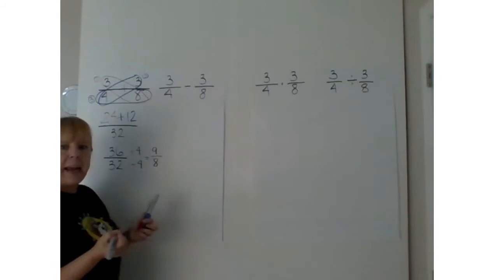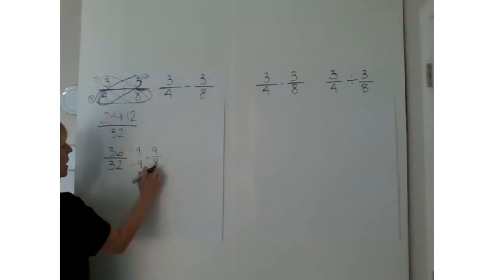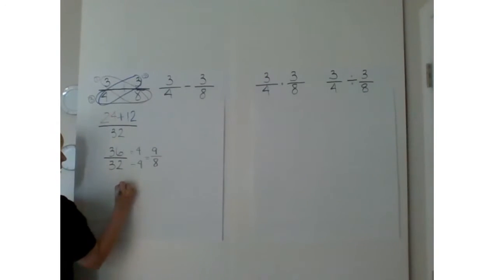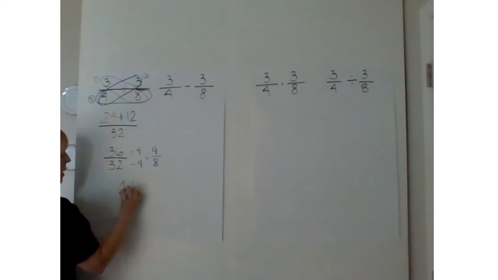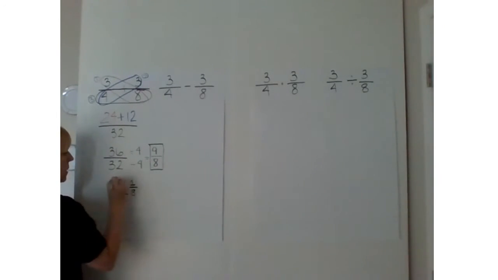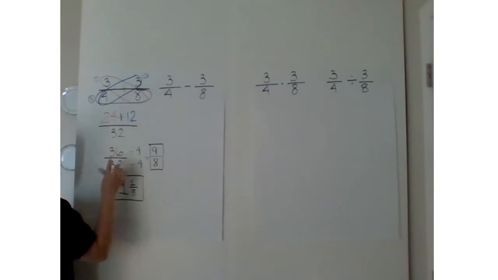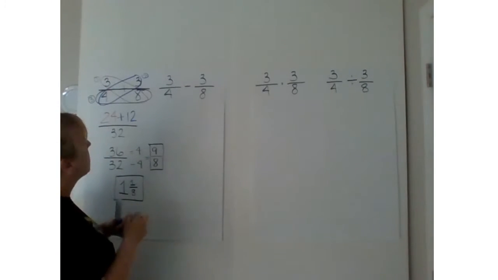And then 9 over 8 can be made into a mixed fraction. We have 1, and that leaves us 1 left over, so we got 1 over 8, 1 and 1/8. Okay, so this is an answer, this is an answer, and this is our answer unsimplified.